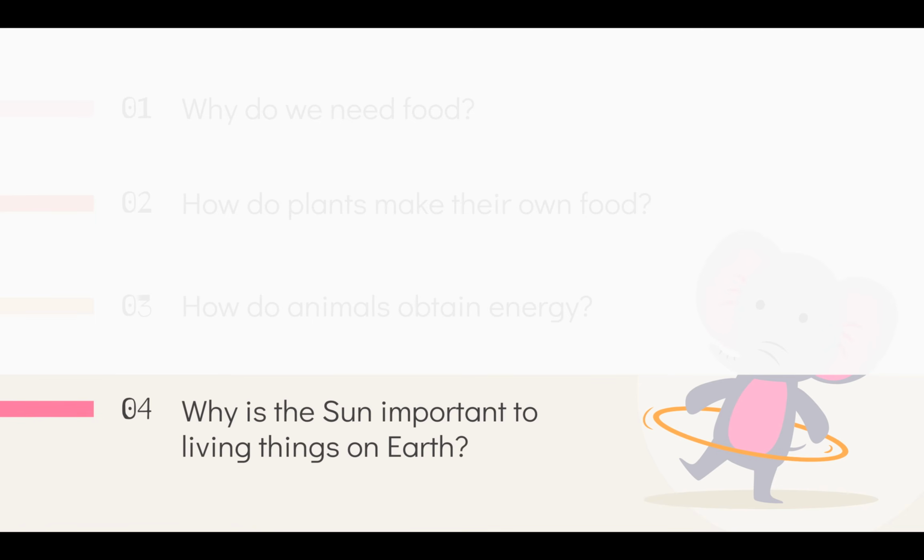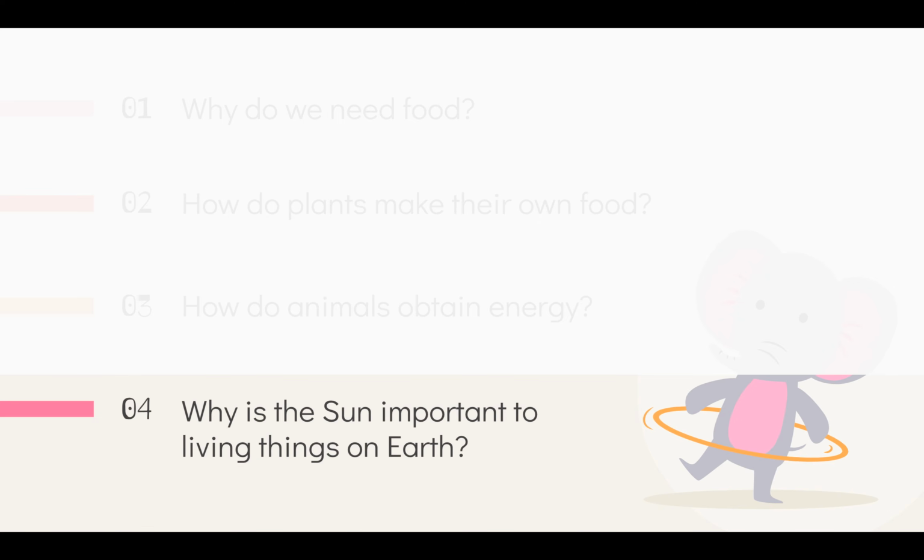Lastly, the sun is important to living things on Earth because it is our primary source of energy. The light produced by the sun enables plants to carry out photosynthesis and provide animals with food, ultimately.